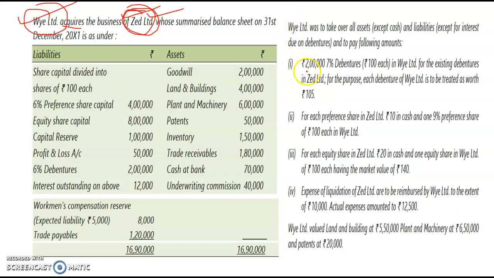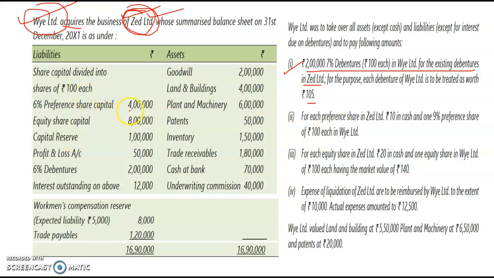Here we have the additional information. First is 7% preference shares of 100 each in W Limited for the existing debentures in Z Limited. For the purpose, each debenture of W Limited is to be treated as rupees 105. Right? So this is number one. Next, number two: for each preference share in Z Limited, rupees 10 in cash. That is, whatever number of preference shares are there in Z Limited, rupees 10 in cash will be paid.